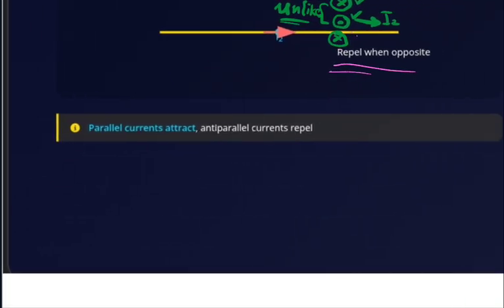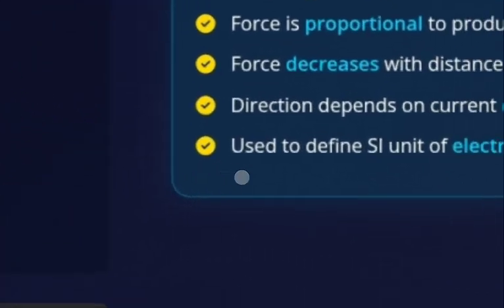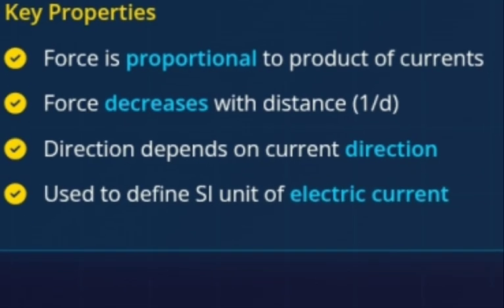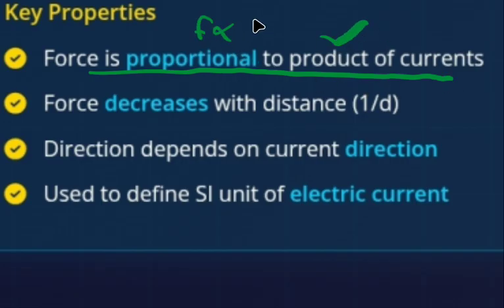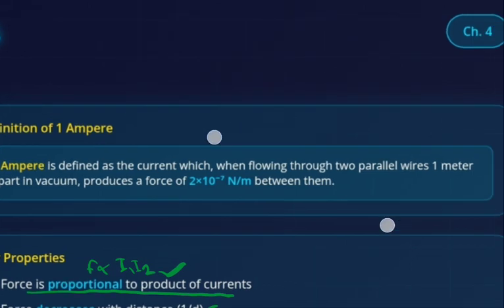Next, key points. Force is proportional to product of the currents. F proportional to I1 I2. Force decreases with distance. Direction depends on current direction. Used to define SI unit of electric current. Here we defined electric current 1 ampere.